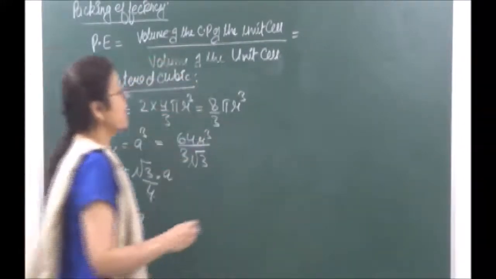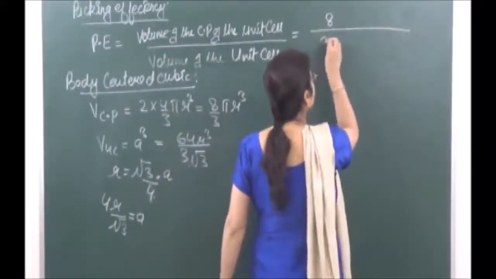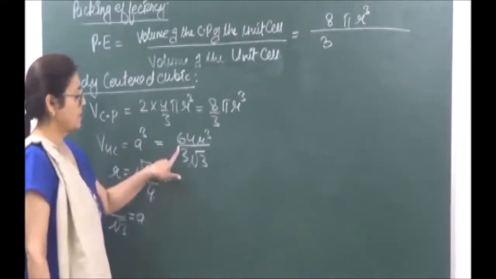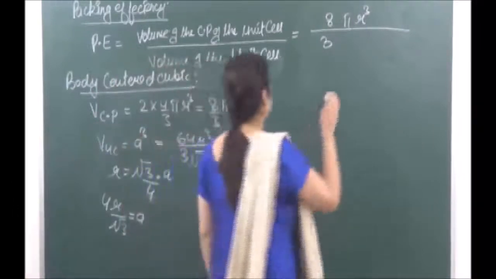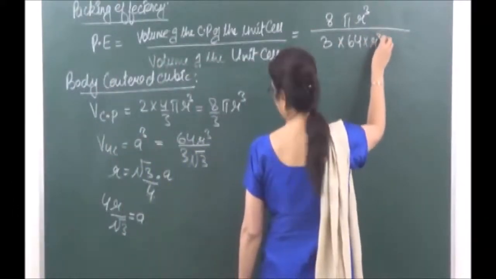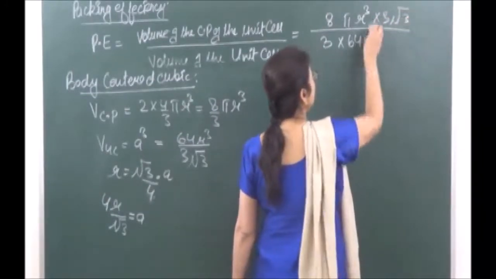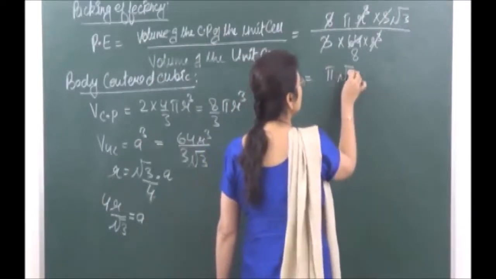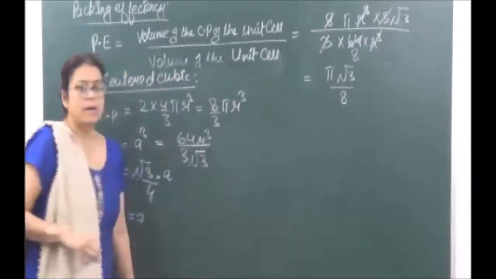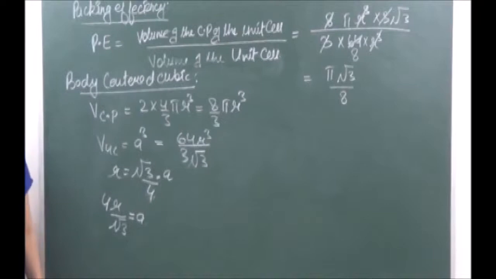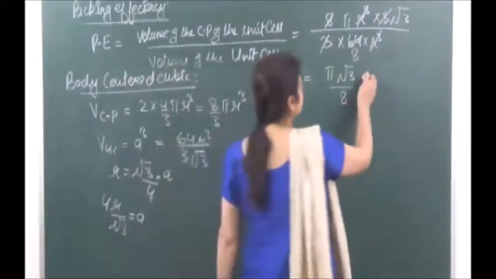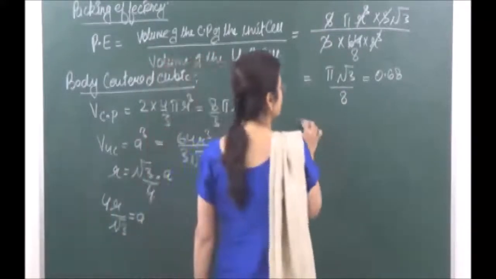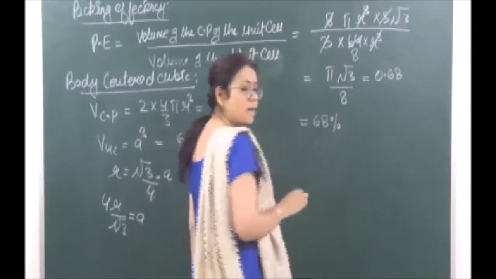So let's calculate the packing efficiency. What is the volume of the constituent particles? 8 by 3 pi R cube. And the volume of the unit cell is 64 R cube upon 3 under root 3. So what is left over here? Pi and root of 3 by 8. And when we calculate this for body centered, it comes to 0.68. So this is 0.68 means 68% is occupied.